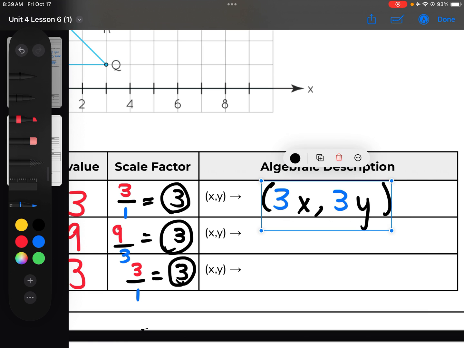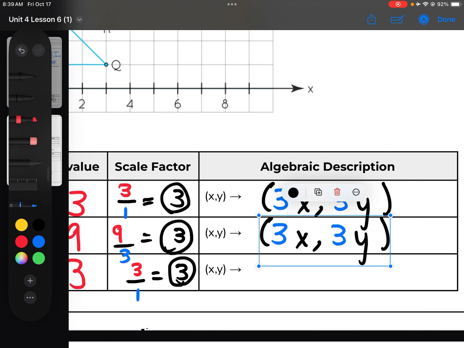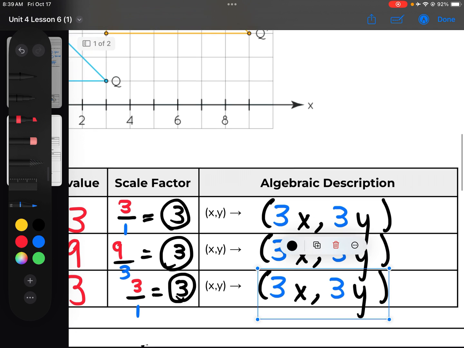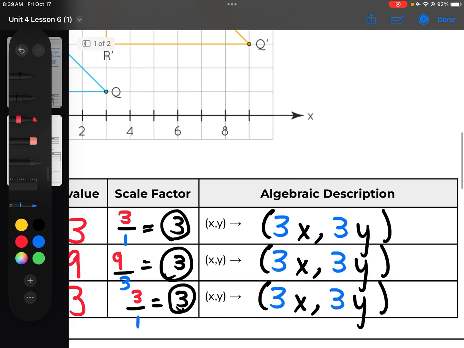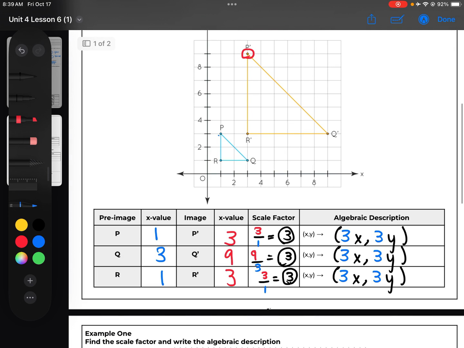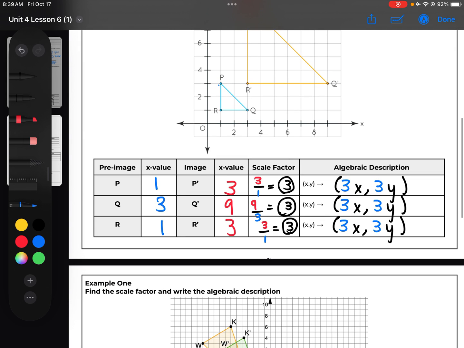And it's as easy as copy pasting this down the whole way, because that's how the algebraic description is going to apply to the whole entire figure. Each of the coordinates multiplied by 3, x and y.